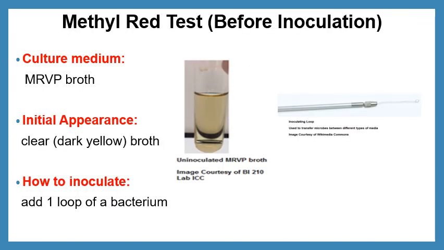Our last two tests go together in that they both use the exact same culture medium, which has the same appearance, and you inoculate the same way. So let's look at each of these tests. The first one is called the methyl red test. It is also sometimes called the mixed acid test because we're looking to see if acid is produced. Before inoculation, the culture medium is MRVP broth. The MR stands for methyl red. It is a clear, dark yellow broth, and you inoculate using one loop of bacteria.